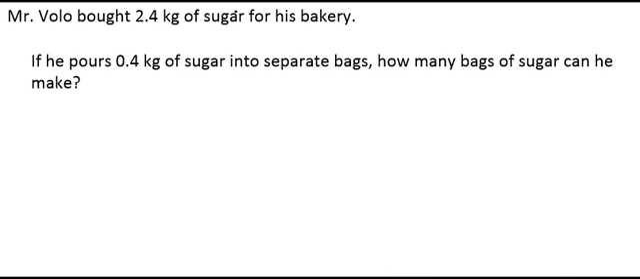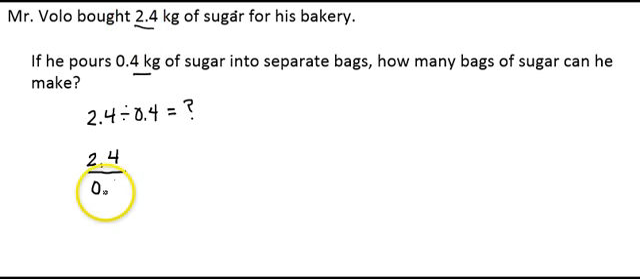Here's a follow-up question. This time he's going to pour 4/10 of a kilogram of sugar into separate bags. Now how many bags of sugar can he make? We're going to start off the same way. We'll start with the whole, 2 4/10. We're going to divide it into bags that have 4/10 in each bag. And the question is, how many bags will he use? We'll write this as a fraction, 2 4/10 over 4/10. I can read that as 2 4/10 divided by 4/10.